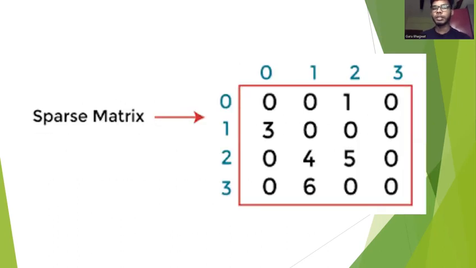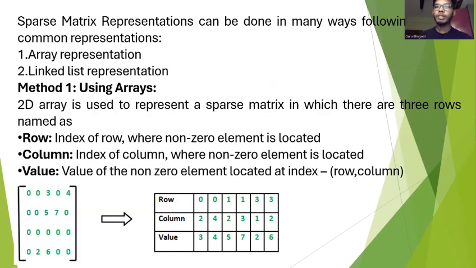This is the representation of sparse matrices. Sparse matrices can be represented in two ways. The first way is array representation.